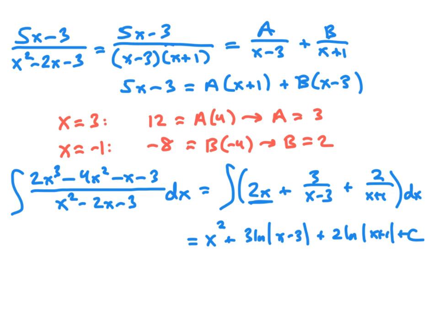And so our integral consists of the integral of 2x plus 3 over x minus 3 plus 2 over x plus 1 dx. And integrating each of those three terms, we have x squared plus 3 natural log of the absolute value of x minus 3 plus 2 times the natural log of the absolute value of x plus 1, all plus our arbitrary constant c.